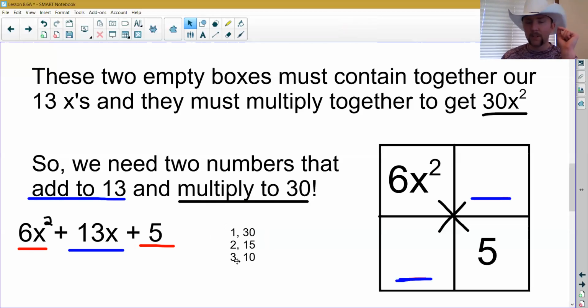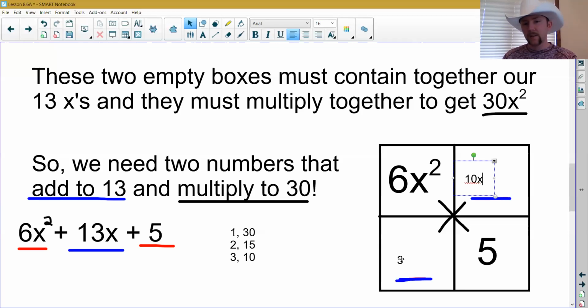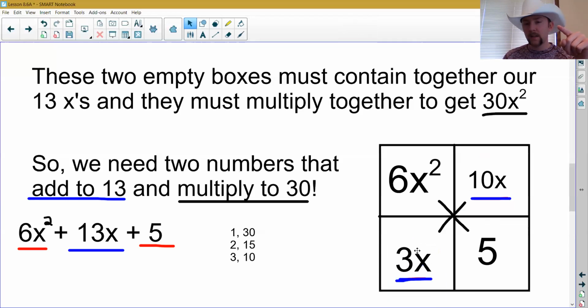So when I find the two numbers that I want that add to 13, multiply to 30, I'm going to put one of each of them into these boxes. So right here, I'm going to put 10, okay? And down here, I'm going to put 3. Now, it's also important to know that because of the x squared, each of these needs to get an x, okay? So it's 10x's here, and it's 3x's down here.